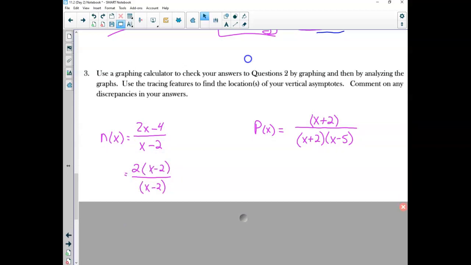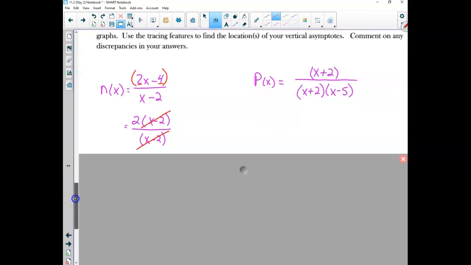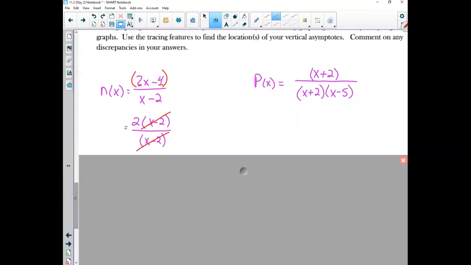So when I took n of x, I'm looking at the top, and I'm thinking, oh, okay, I have a greatest common factor up here that I can pull a factor of 2 out. So that reduces to 2 times x minus 2 over x minus 2. And check it out, I can see that the thing that I thought was a vertical asymptote actually reduced out. And on my p of x over there, x plus 2 over x plus 2 minus 5, right out of the blocks, I see I can reduce, and this actually equals 1 over x minus 5.